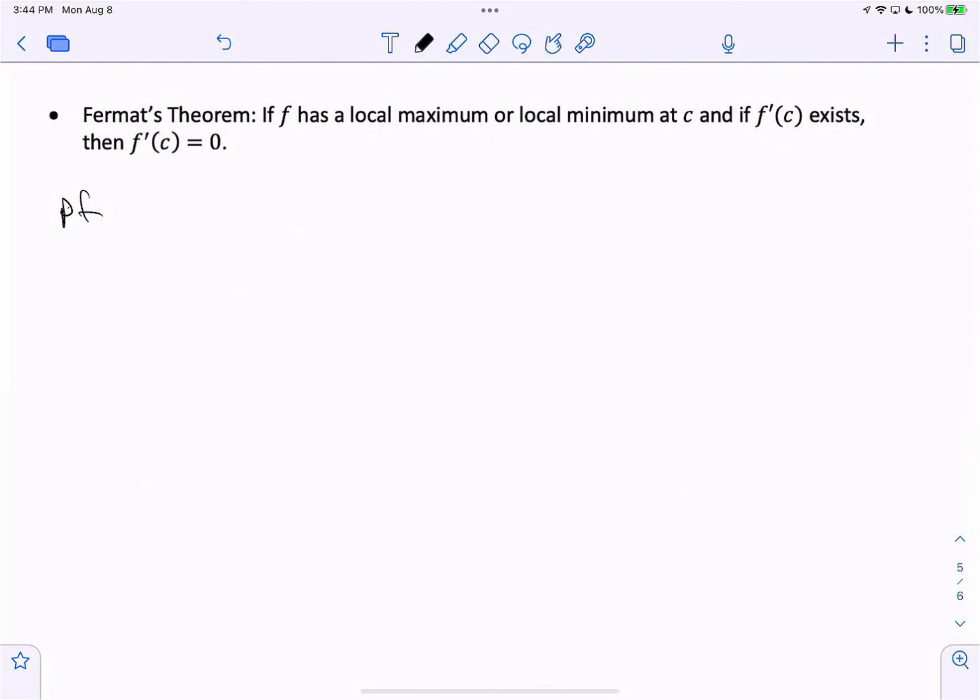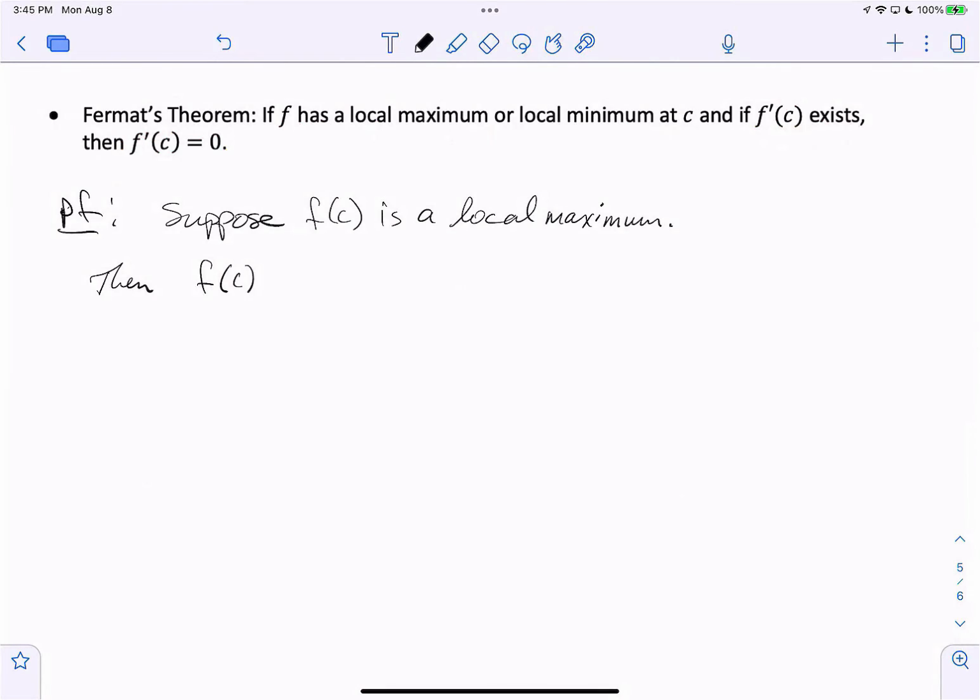We're going to prove this. Now this statement of the theorem involves a local maximum or a local minimum. We're going to start with the local maximum. Suppose f of c is a local maximum. Then we know by the definition of a local maximum that f of c is greater than or equal to f of c plus h if h is small enough.